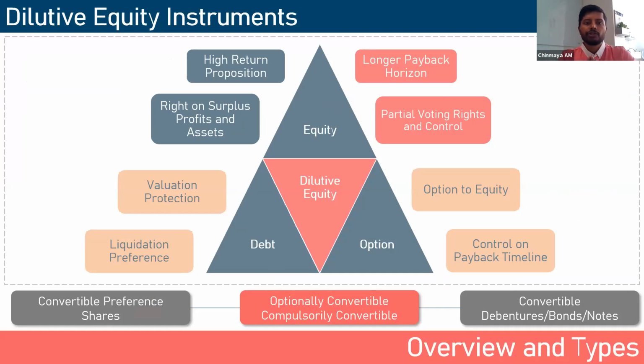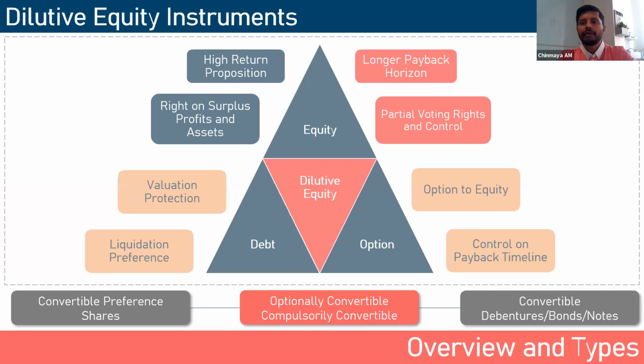And rights on surplus profits will be there because if it's a CCPS, once it gets converted into share equity, the investment instrument holder will have the option to convert. So once he converts, he has participation in profits and assets. Value protection is a little low because it's much akin to an equity instrument, and liquidation preference also would be last but one. Just before equity, you may get this liquidation preference.